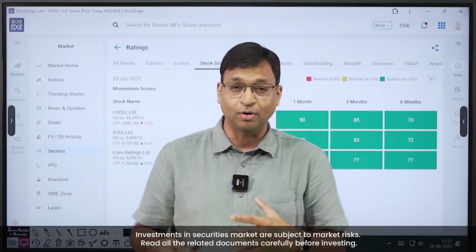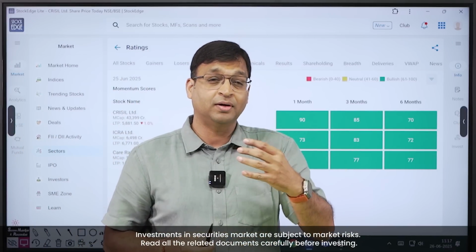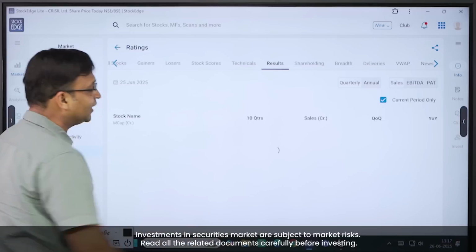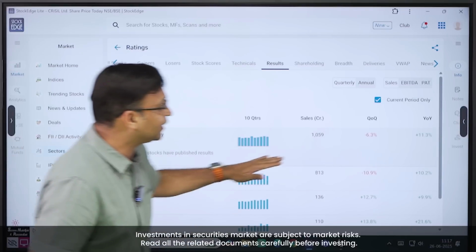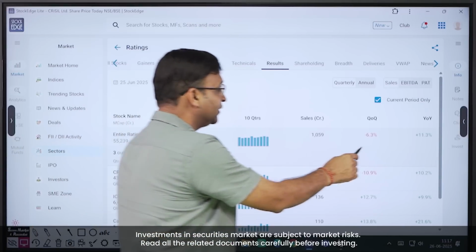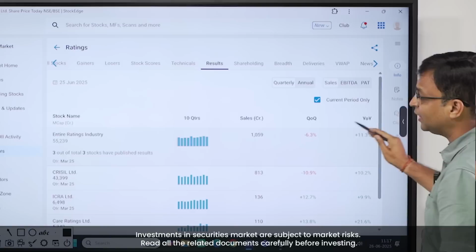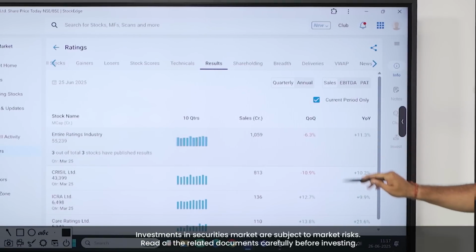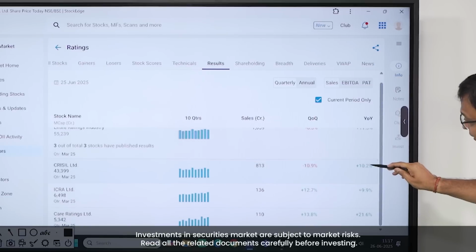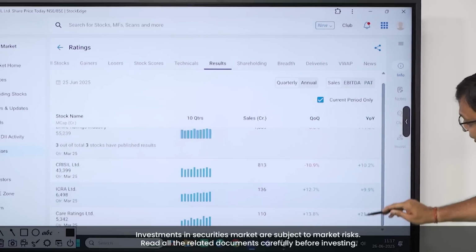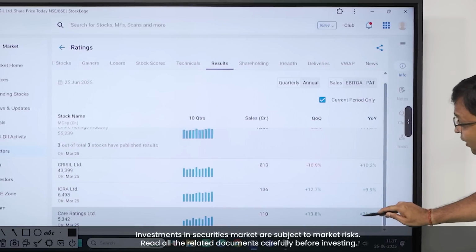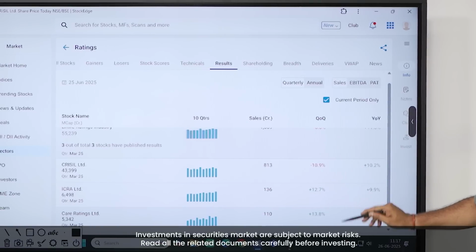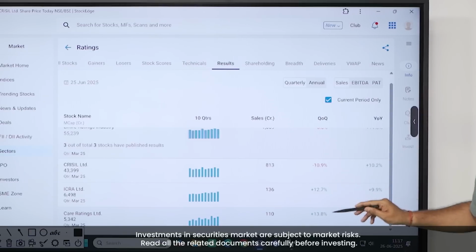Just to get a layer of confirmation, right? At times when we want to scale up our position, we want a fundamental confirmation as well. So what I do is, I go to the results here, which gives me an idea about the results in this sector. This is year on year result. The entire sector has shown 11% revenue growth. CRISIL has shown 10%. ICRA has shown 10%. CARE has shown 21%. So CARE is actually the outlier here. Fundamentally, it is doing better than other guys.